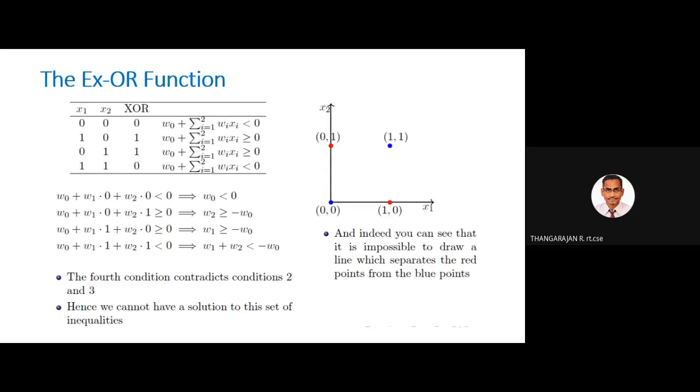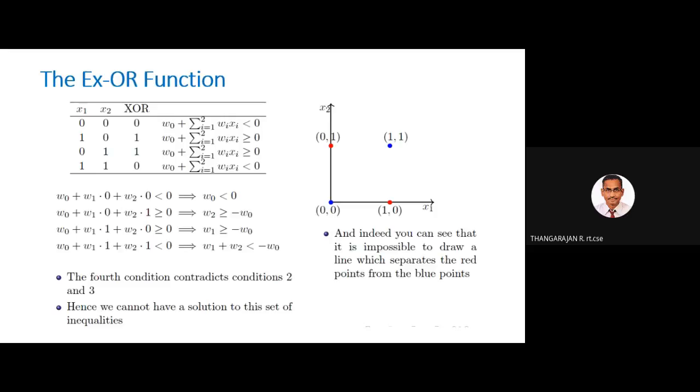The problem we see here is that W1 plus W2 should be less than minus W0, whereas individually W1 and W2 should be greater than minus W0, according to equations 2 and 3. But when you add W1 and W2, naturally the sum will be greater than minus W0. But what we require is less than minus W0. So there is an inconsistency between these equations, and there is no solution to these equations.